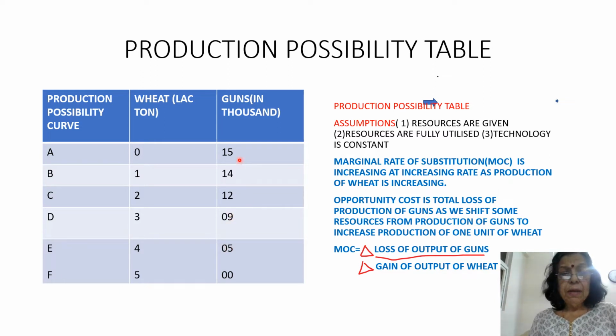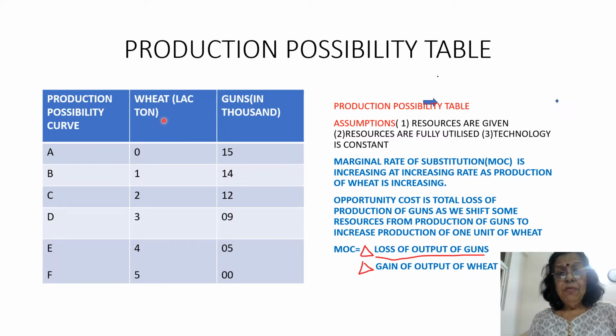So for example, wheat production is increased to 1 unit, 1 lakh ton, for example. So now production from 0 is coming to 1, because resources are limited. So production of guns will have to be reduced from 15 to 14. In this case, the ratio is 1:1, 15 to 14, 1:1.